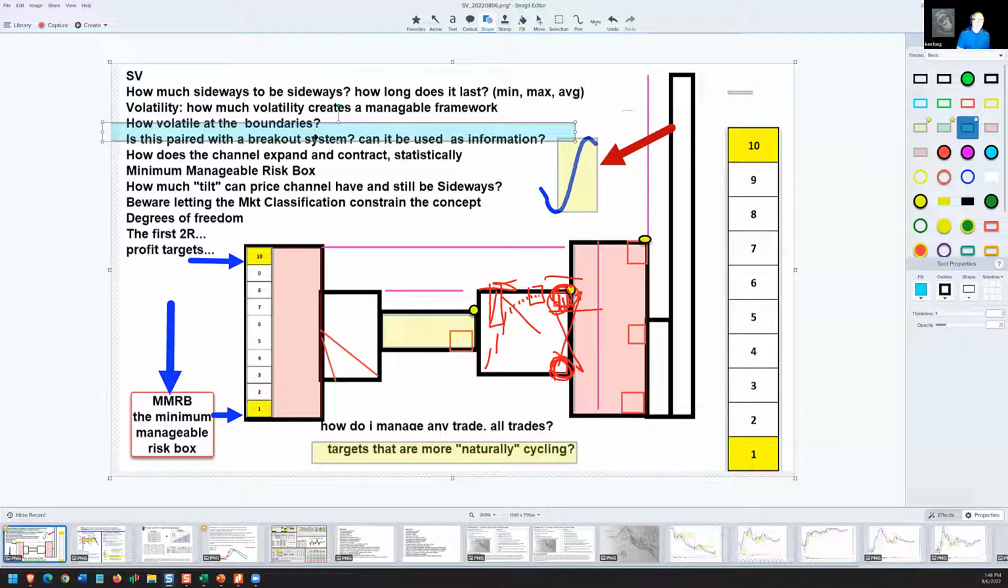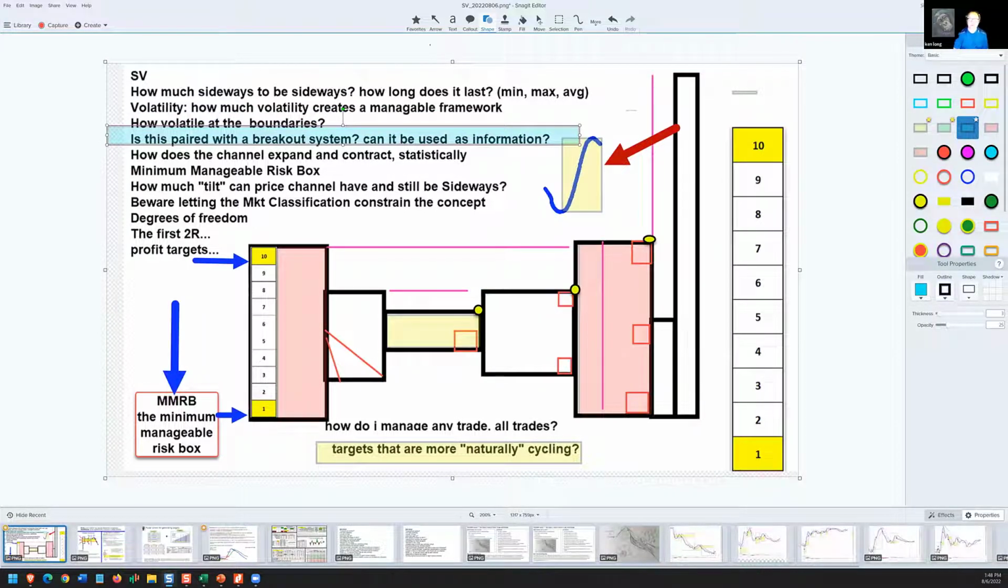The next thing I want you to think about, when you're thinking about those boundary conditions, is this paired, or could it be paired at some point, with a breakout system, so that if I come up in a volatile and I'm in here and I'm ready to trade it this way, the size of this channel might predict the size of the next channel. So if this thing fails but breaks out, I might have found that the failure of this trade was simply information for the next trade.